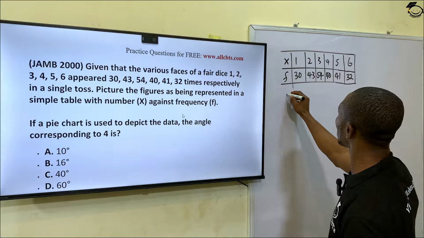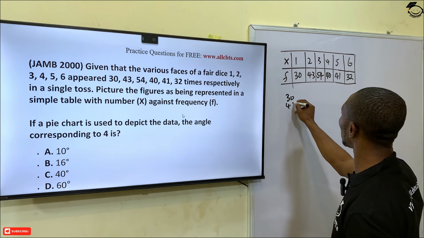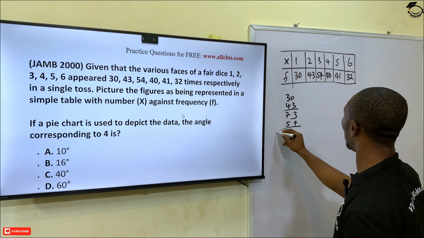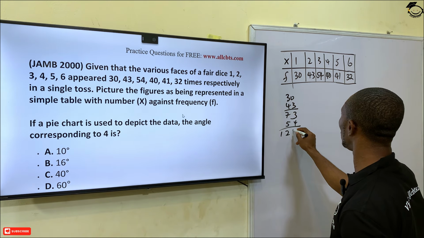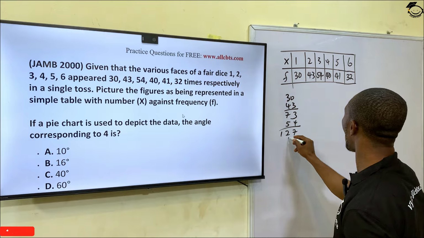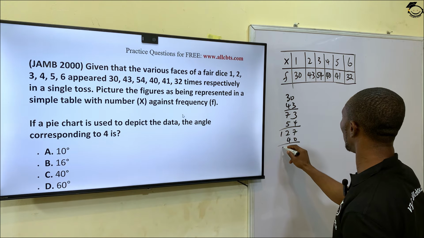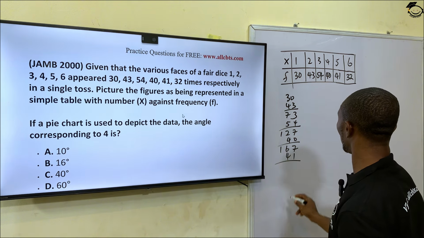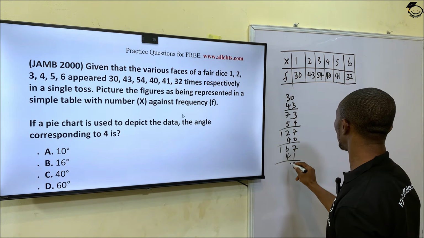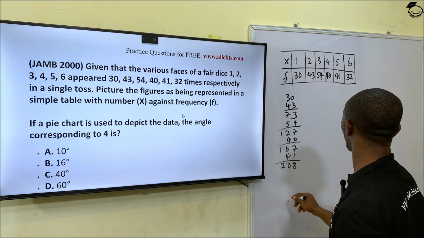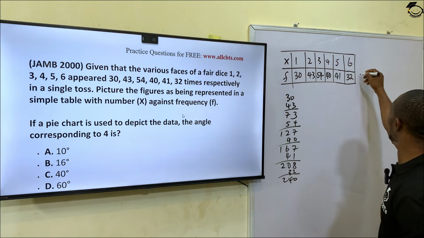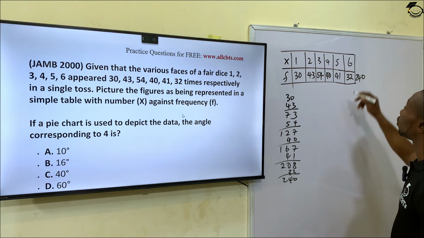So adding our frequencies, we have 30 plus 43 will give us 73. Now plus 54 will give us 127. And plus 40 would give us 167. So plus 41 would give us 208. Then plus 32 would give us 240. So our total frequency here will be 240.